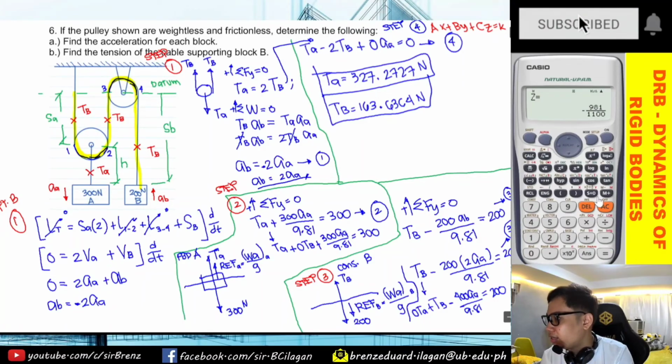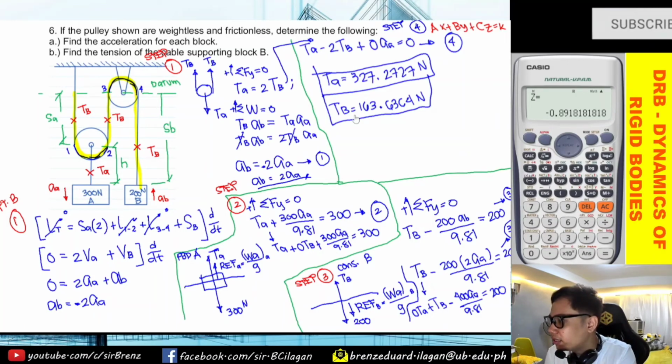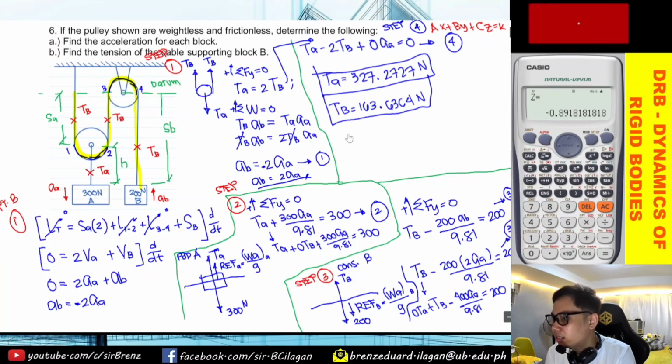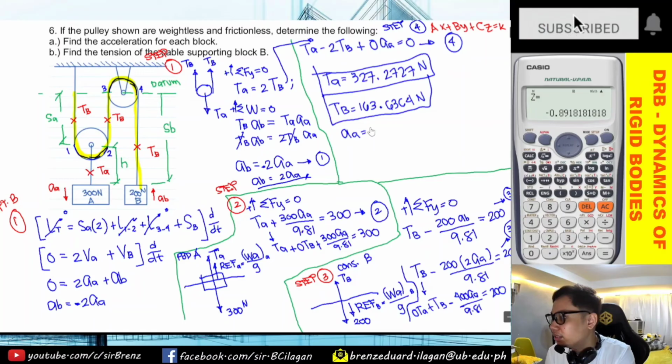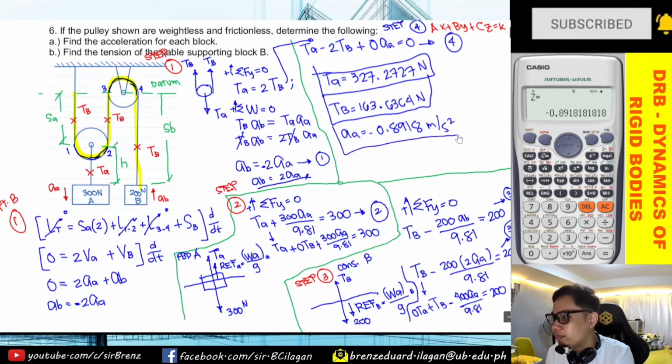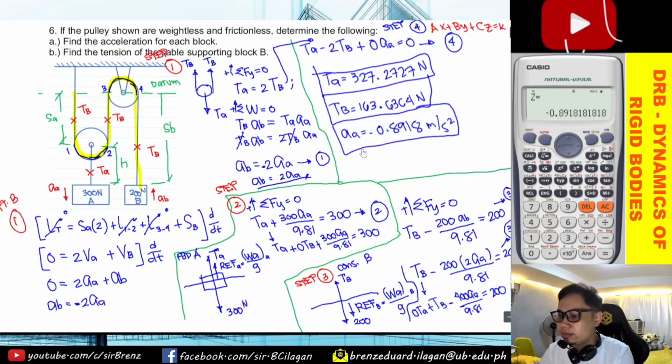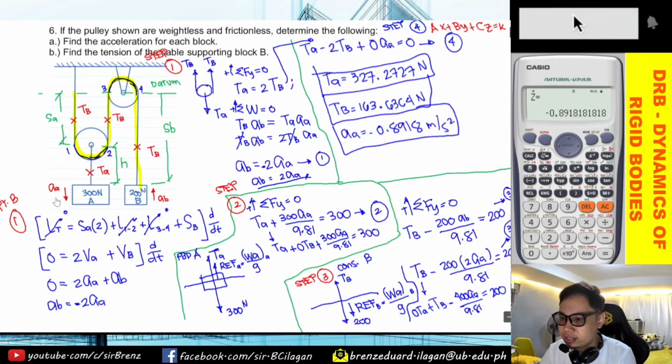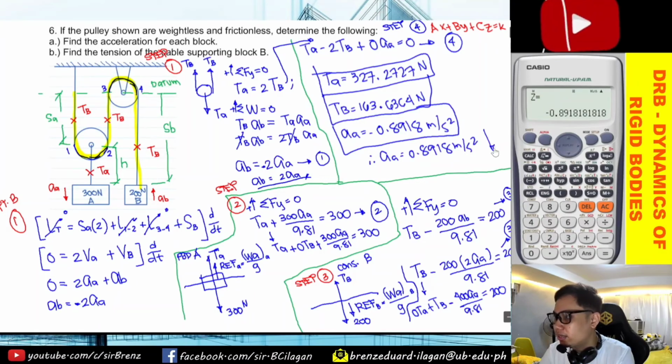And next is for the acceleration. Ayan na nga. So, acceleration ni block A, negative 0.8918 meter per second squared. Ayan ang sinasabi natin. So, guys, meaning lang nito, kaya nag-negative siya is baliktad yung naging direction natin. Therefore, this a sub A is 0.8918 meter per second squared going downward.